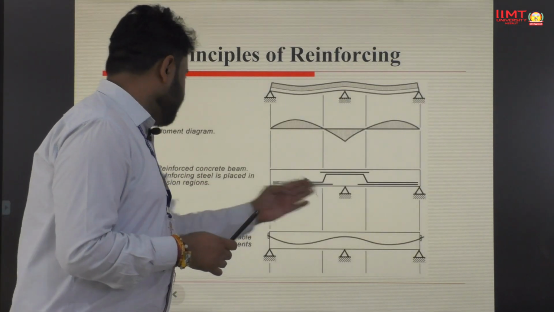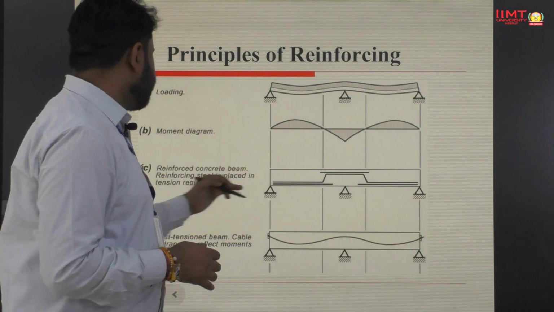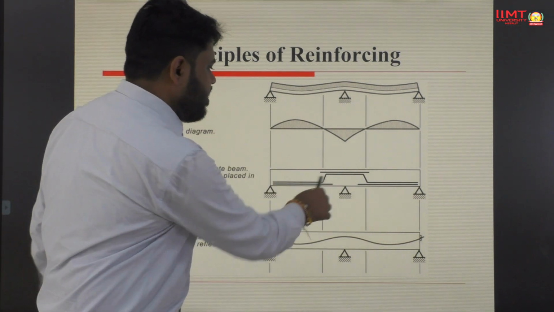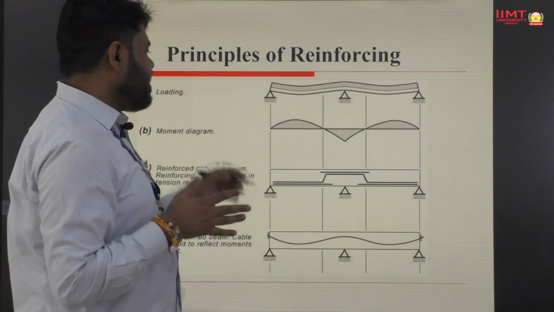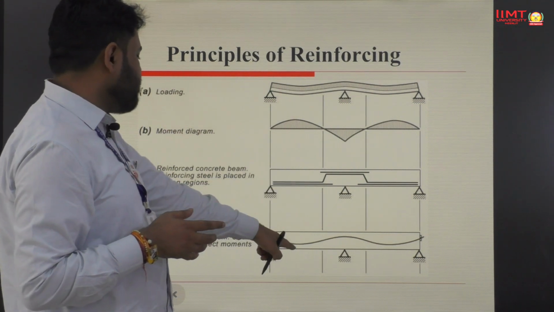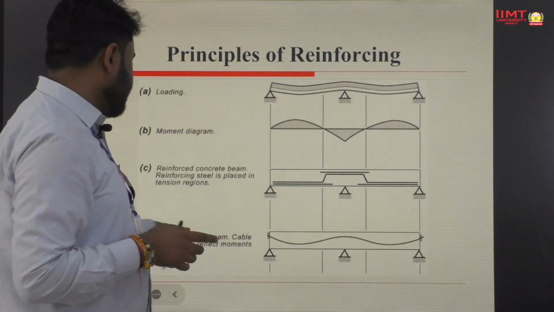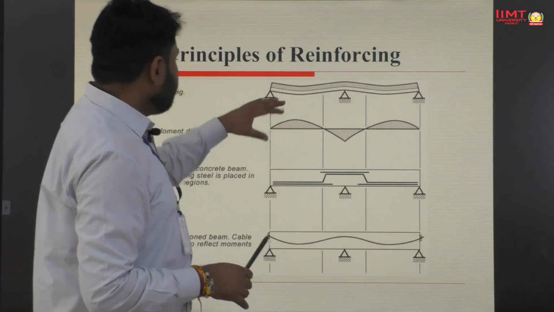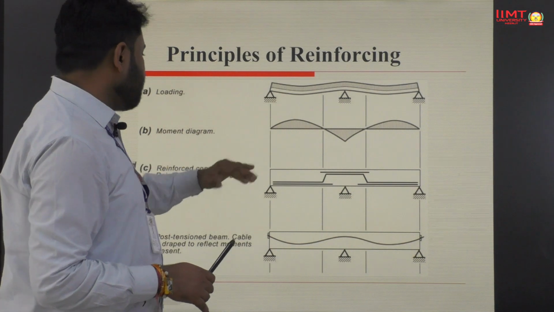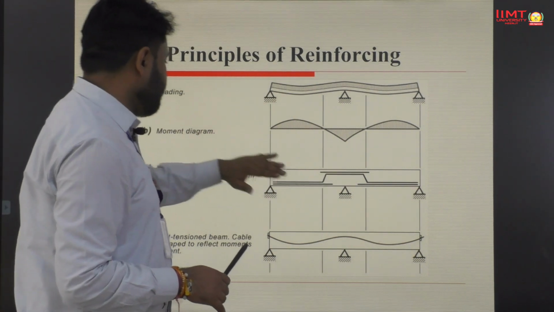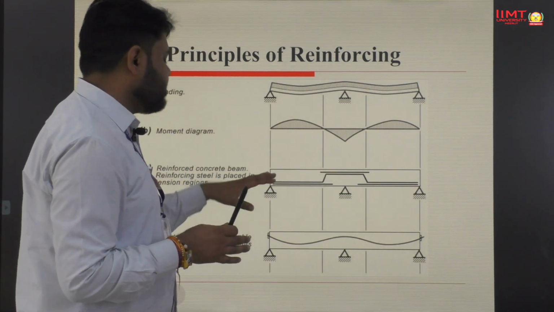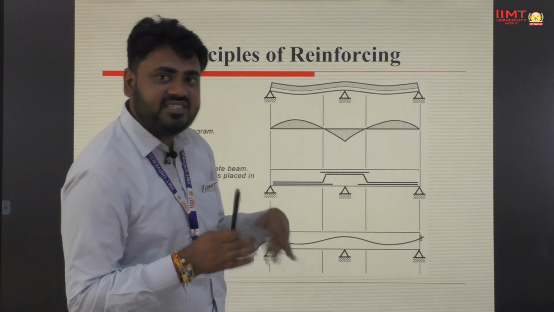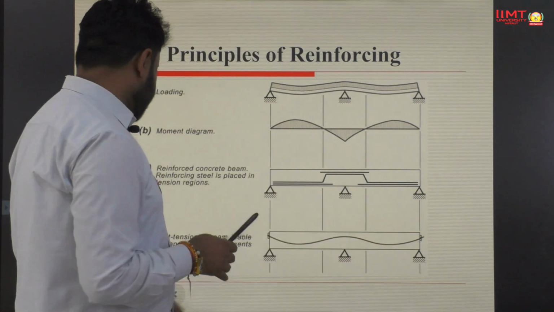In the reinforced concrete beam, reinforcement steel is placed in the tension region. In the tension region we have to place the reinforcement, and then we make the post-tension beam, where a cable is draped to reflect the moment that is present. Look at the diagram: loading, then the moment diagram, then the reinforced concrete beam with reinforcement steel placed in the tension region. Then you see the diagram of the pre-stressed concrete member, or the post-tension member.